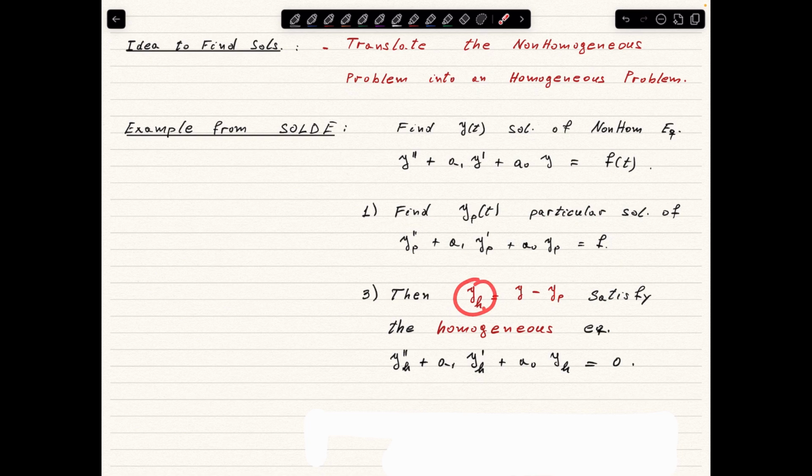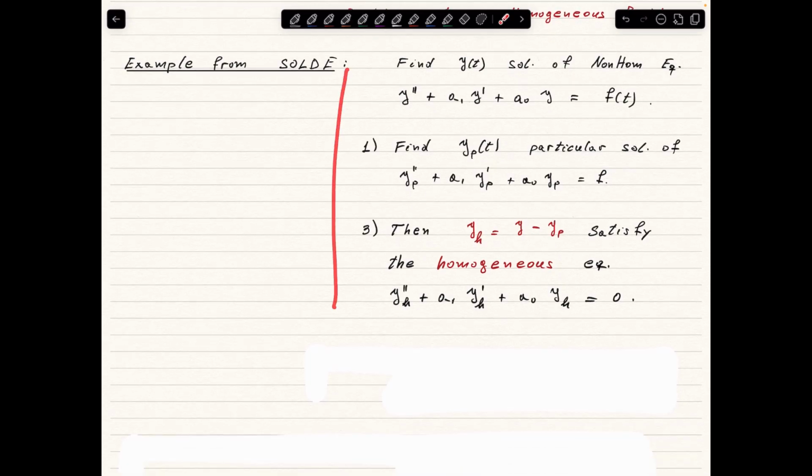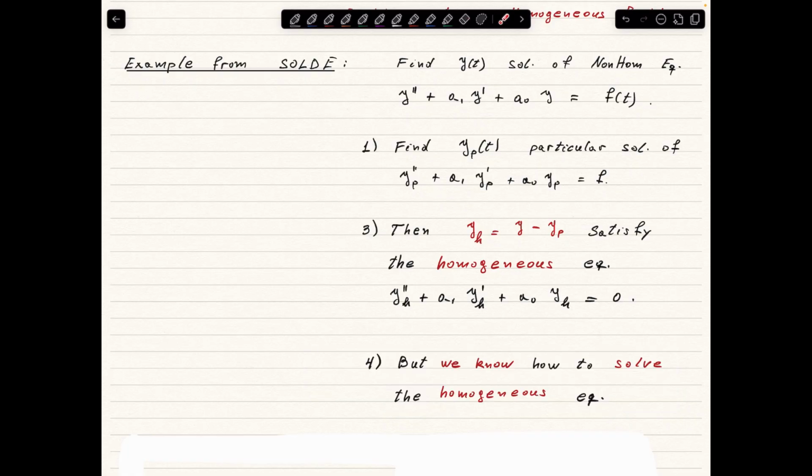This function yh, when we do this difference, is going to satisfy a homogeneous equation with f equal to 0. So this equation now has the superposition property. We know all the solutions to this problem, therefore we can get the function y we were looking for. We are going to do something similar to this idea for the heat equation. So recall, what we do here is we know how to solve the homogeneous equation. We know all the solutions, so we get the function we were looking for.